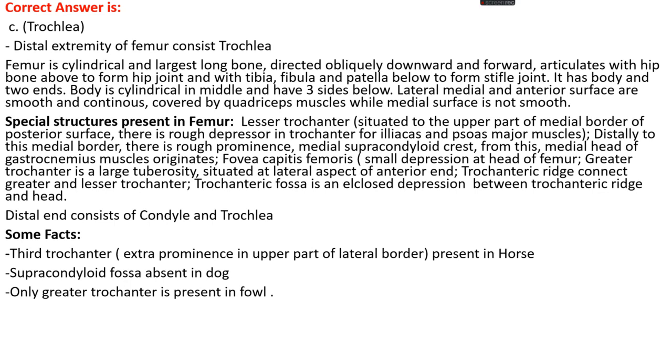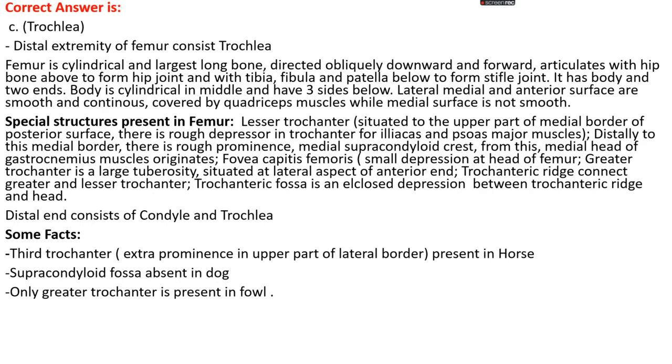Let's see some special structures present in the femur. The lesser trochanter is situated at the upper part of the medial border of the posterior surface. On the posterior surface, there is a rough depression in the trochanter for the iliacus and psoas major muscles. Distal to this medial border, there is also a rough prominence, the medial supracondylar crest, from which the medial head of the gastrocnemius muscle originates.